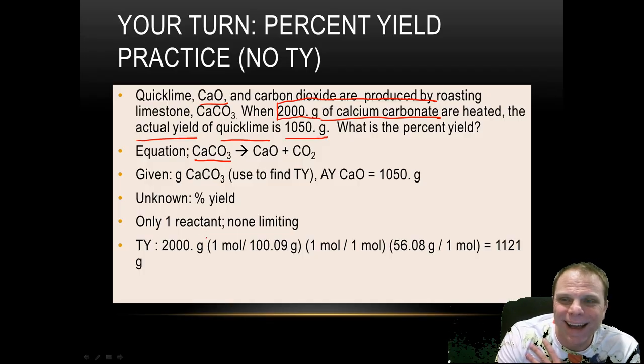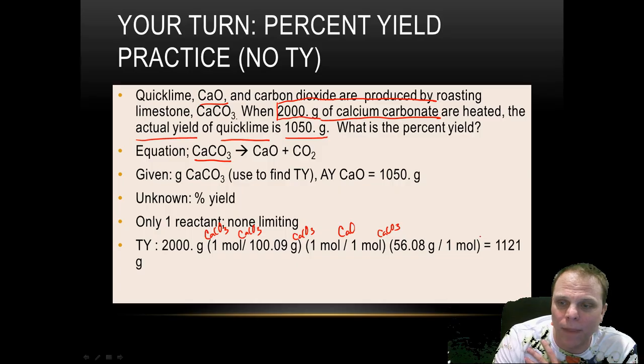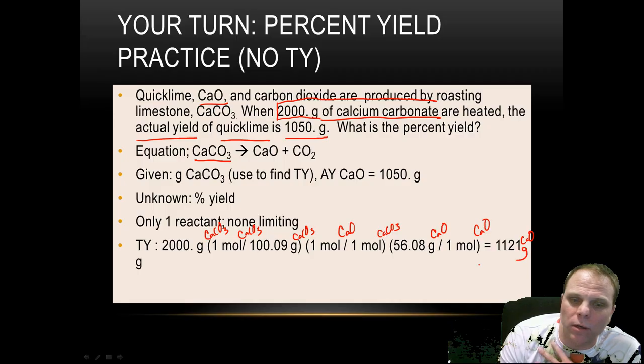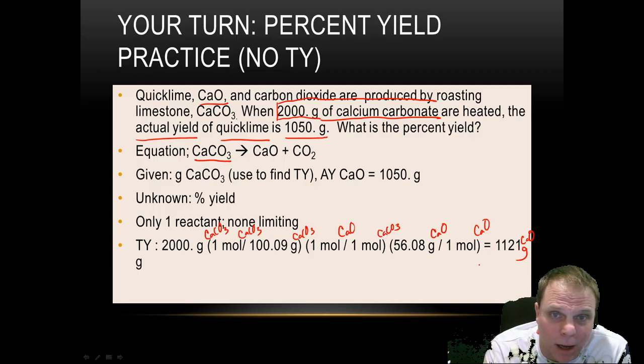All right. We've got to start with calcium carbonate, right? So that's calcium carbonate. And then this is calcium carbonate. We go to the periodic table. That's calcium carbonate. This on the bottom is calcium carbonate to cancel out calcium carbonate. But this is calcium oxide, our quicklime. And then this is calcium oxide to cancel out. So we end up with calcium oxide. Who doesn't show their work like that? All right. So then we get 1,121 grams of calcium oxide.